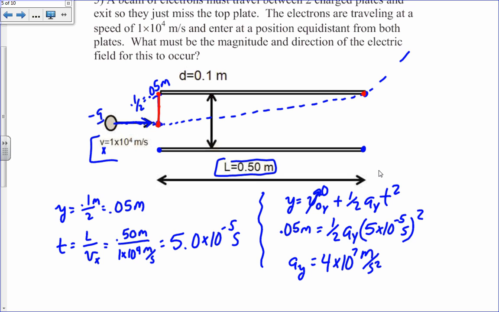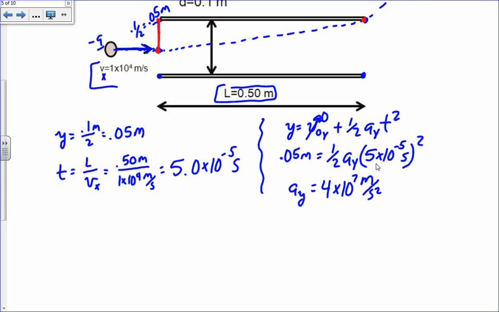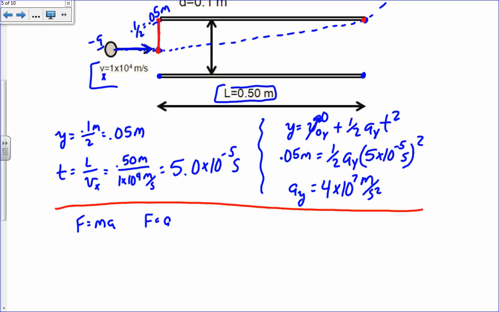Now we want to know what is the electric field that will cause that. I know from Newton's law that F equals ma. And then based on our definition of the electric field, F is also equal to QE, the force due to an electric field. So I can set these two equal. I can say that ma equals QE. I'm going to solve for E. It's equal to ma over Q.